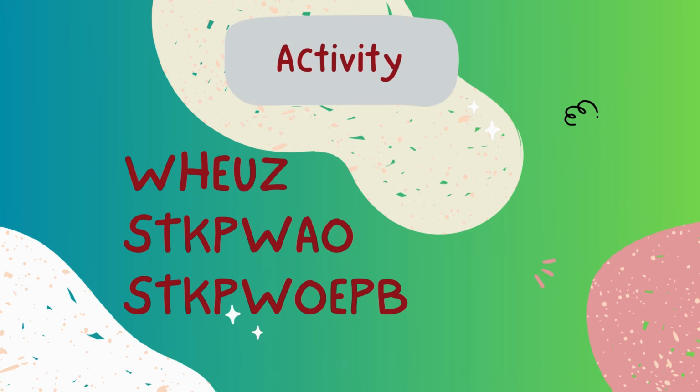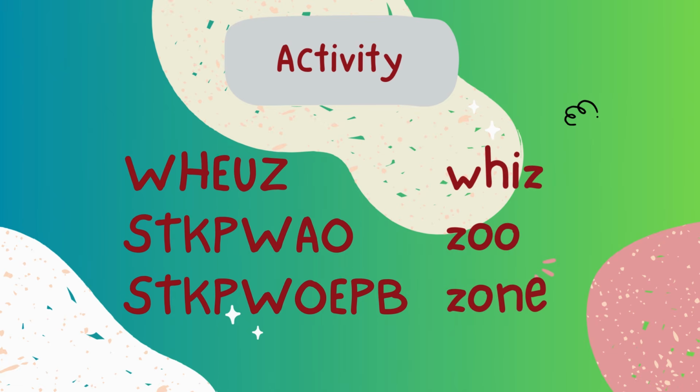We'll reveal the answer in 5 seconds, maybe. 5, 4, 3, 2, 1. So we'll have the answer. The answer for that is: the first is whiz, the second is zoo, and the third is zone.